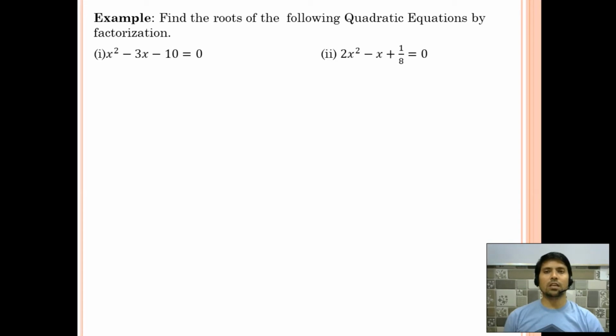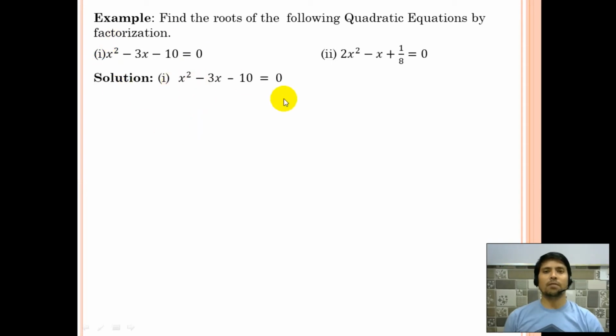So you can see the first example we have: x square minus 3x minus 10 equals 0 is given, and now we have to find the roots. We know that this is a quadratic equation having at most two roots. Then what will be the possible roots? We will find out by the method of factorization.